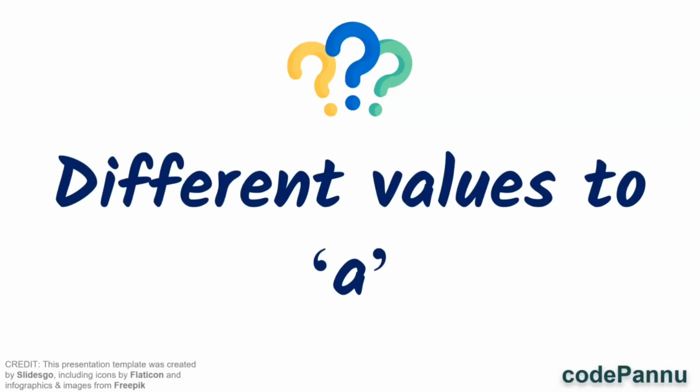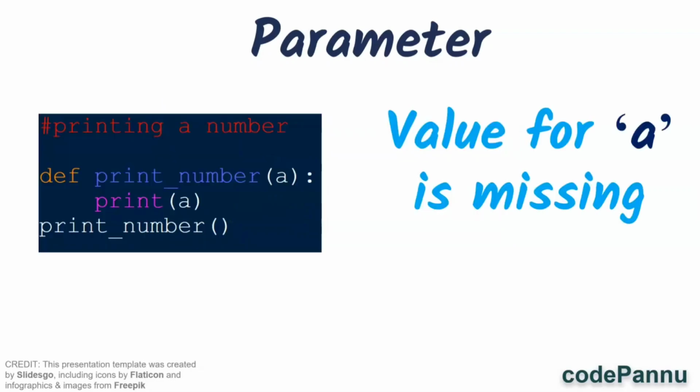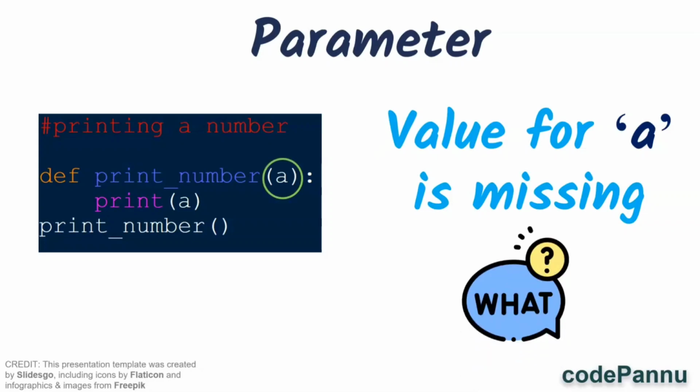Before we see how to give different values, let me quickly remind you about parameter. So, what is it? The parameter is the variable we write inside the brackets when we write a function. This is just an empty variable. So, what was missing? The value for the variable is missing. So, the next step is to give a value to the variable. Now, what is the procedure to give value to the variable? It is very easy. I will tell you how to do it.